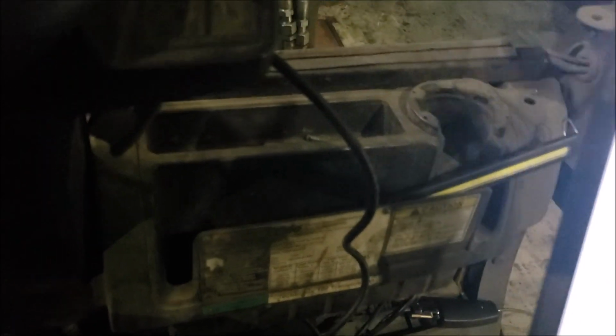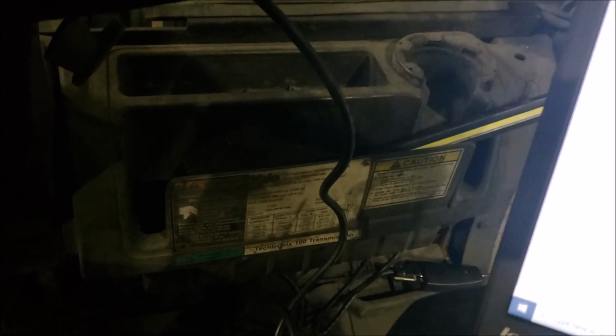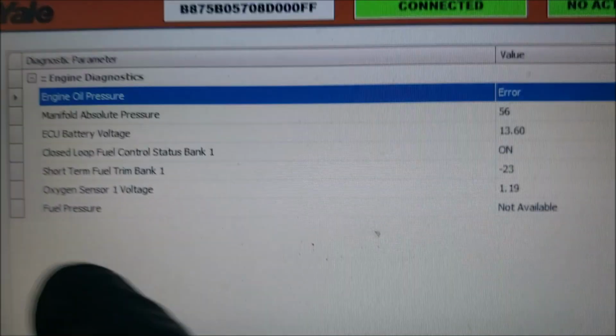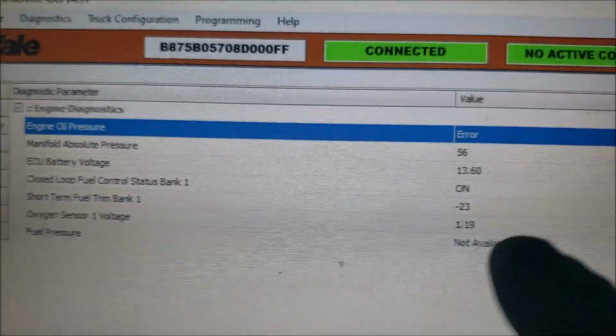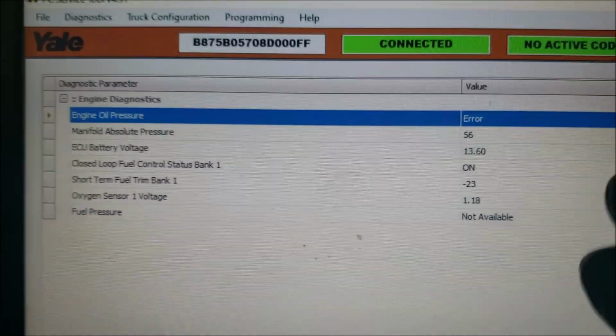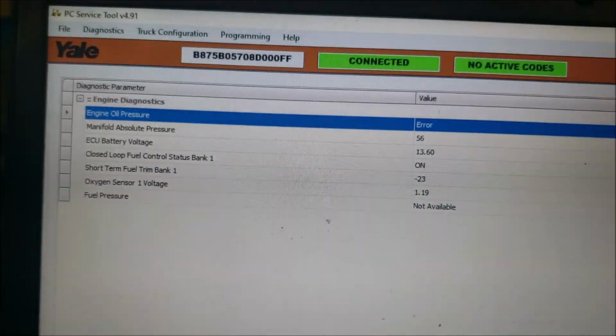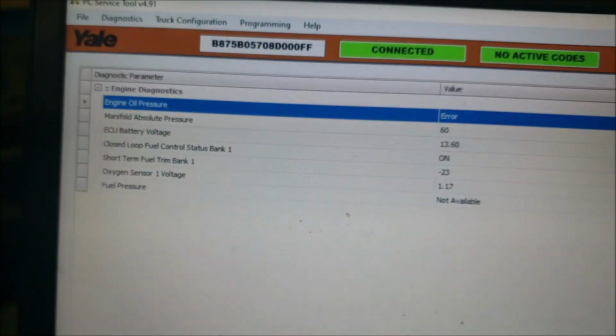The guy who was looking at this thought it was an ignition problem, and it could have easily been, but you heard it when it started running. It wasn't as bad, but with prolonged running it's getting worse and worse. Right now my short-term fuel trim is minus 23. It's basically maxed out almost. Minus 23 means the computer is decreasing the amount of fuel.